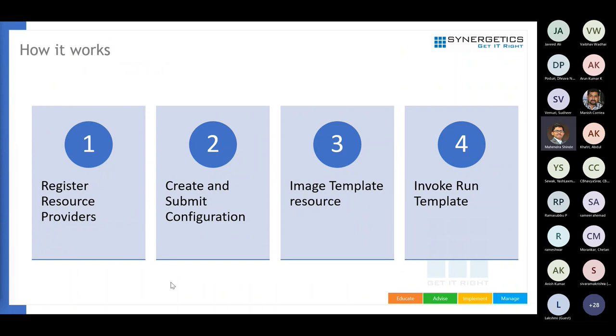So what do we do? How does it work? You register the resource provider. You create and submit the configuration. You create the image template resource, and then you invoke the template. These are the four steps.